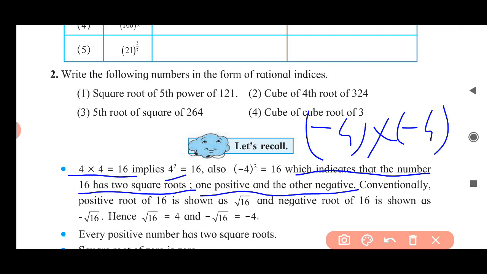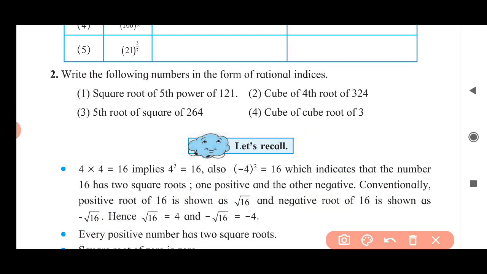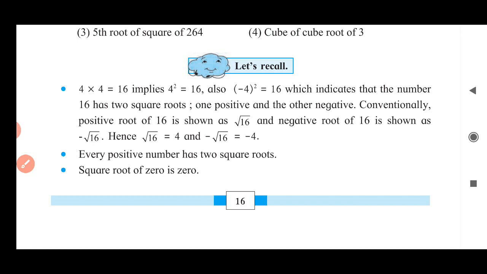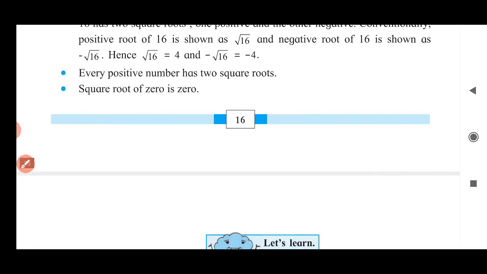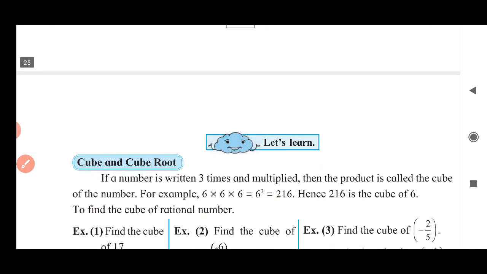Conventionally, the positive root of 16 is shown as the square root of 16, and the negative root of 16 is shown as the negative square root of 16. Hence the square root of 16 is 4 and the negative square root of 16 is minus 4. Every positive number has two square roots, and the square root of 0 is 0. Okay, now let us learn the cube and cube root.